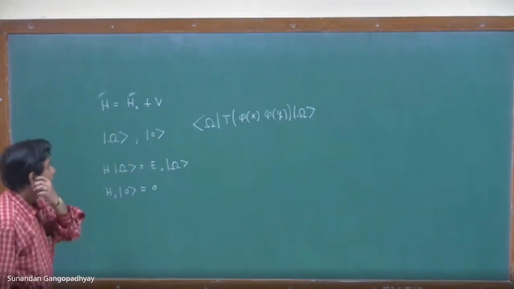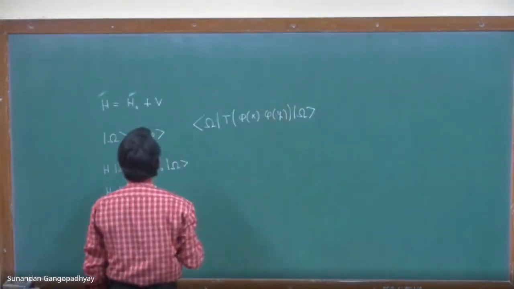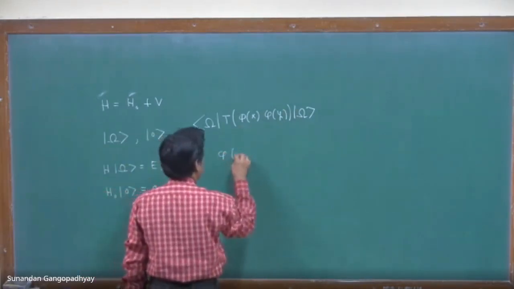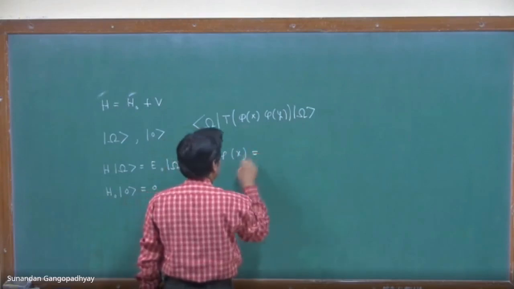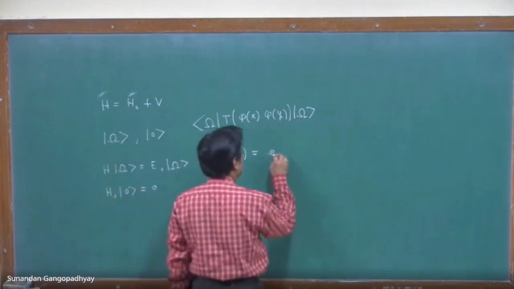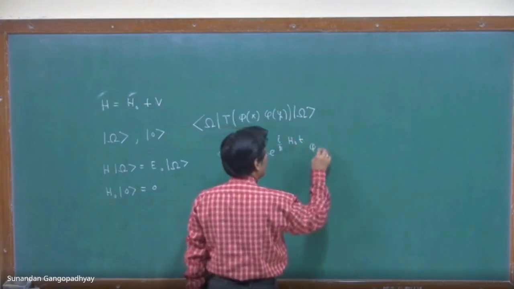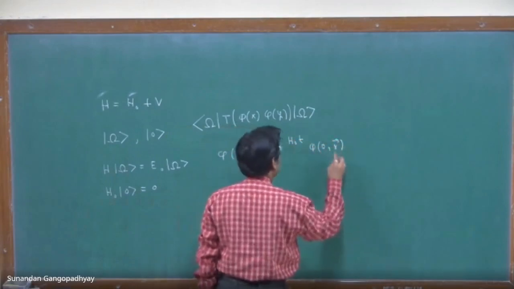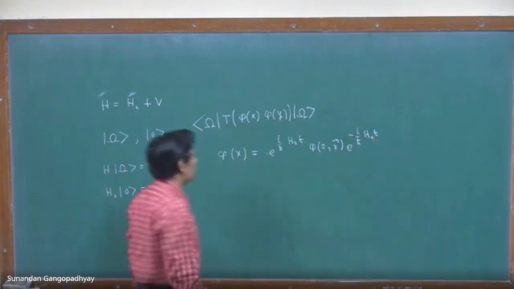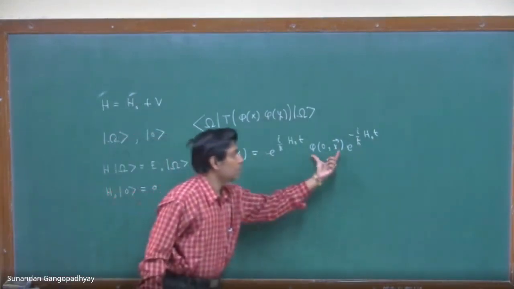For that, what we did in the previous discussion was to find an expression for phi of x. This x is a 4 vector, so it includes time and the x vector. So this phi of x is related by e to the power of i by h bar Hamiltonian t, e to the power of minus i, to the field configuration at time t is equal to 0. So this is the field configuration at time t equal to 0.